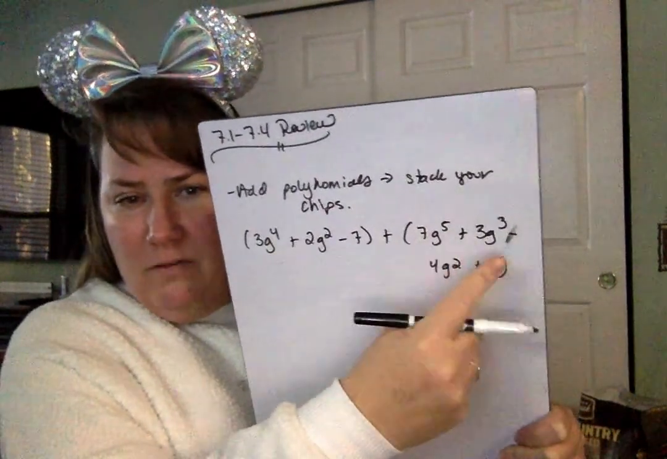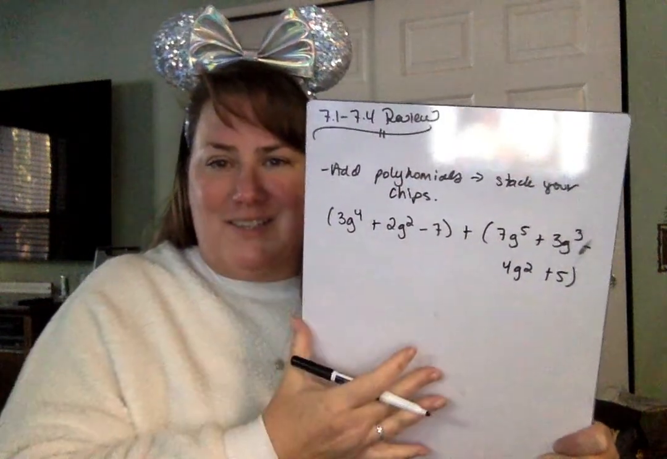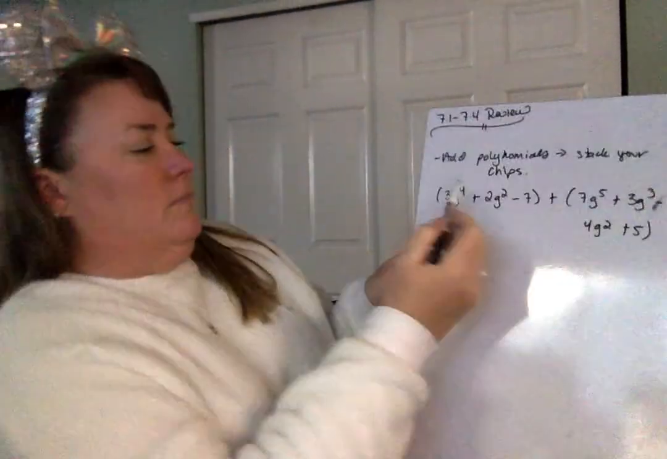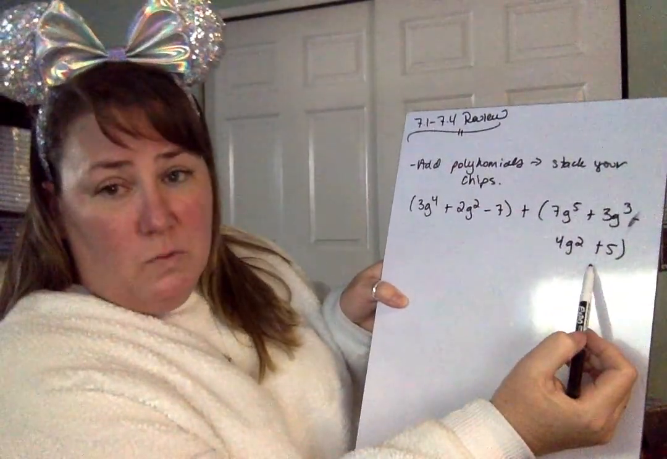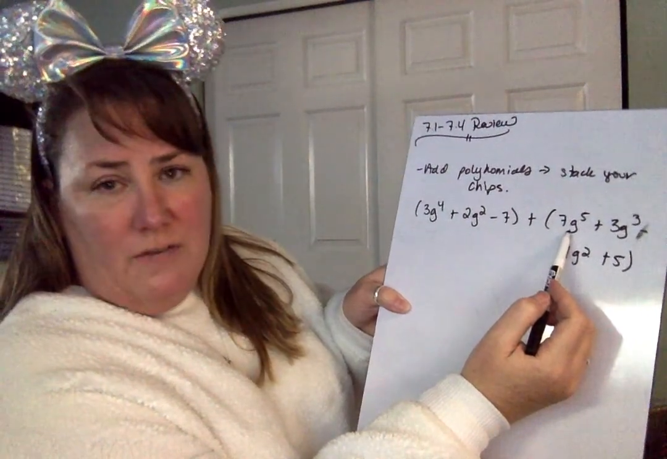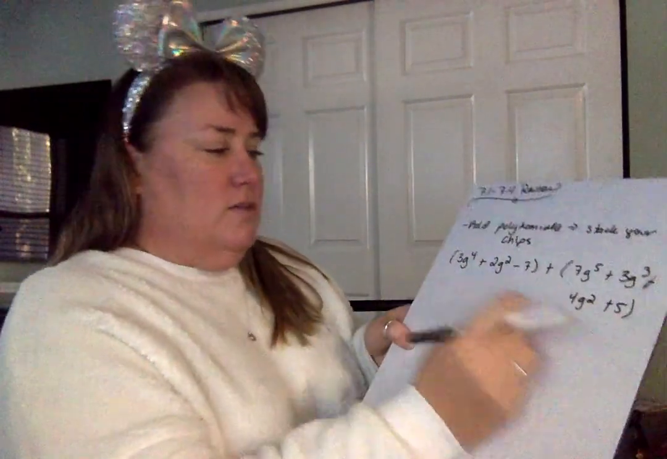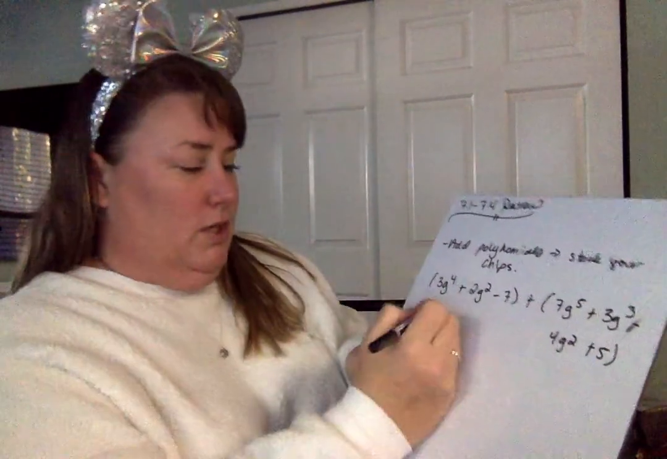Over here, we have 4 terms as well. And so when I add these together, I'm going to stack them. I'm going to stack like terms. But notice, this polynomial is in standard form, and this one is in standard form as well. However, this has a term with a degree of 5. So we're going to put that out. So when you stack it, you want to have a space here. And I'm going to show you that in a second.